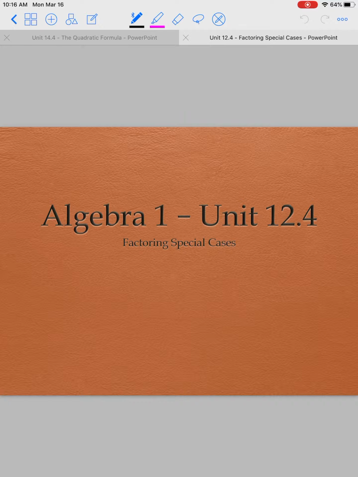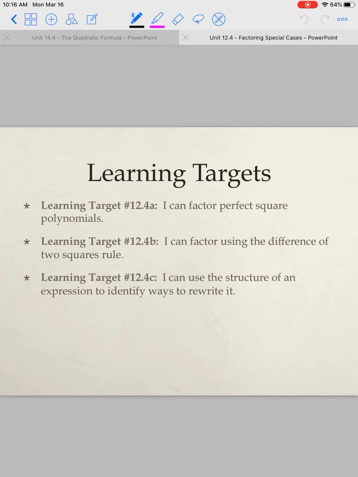All right, guys, we are looking at 12.4 now. Okay, we're still factoring, but we're going to be looking at some special cases here. All right, so that's what our learning targets are. I can factor perfect square polynomials. I can factor using the difference of two squares rule. And I can use the structure of an expression to identify ways to rewrite it.